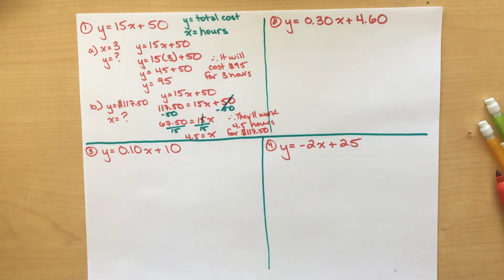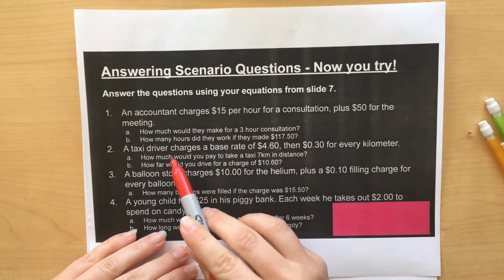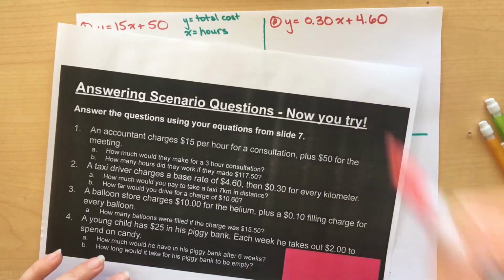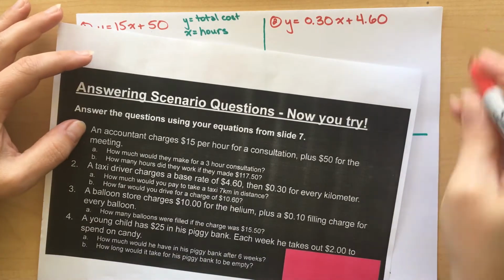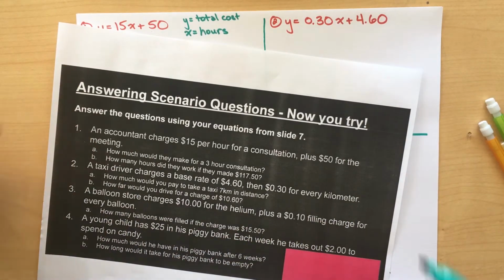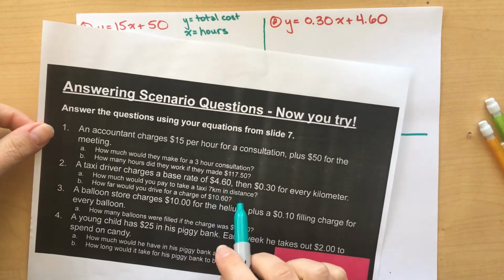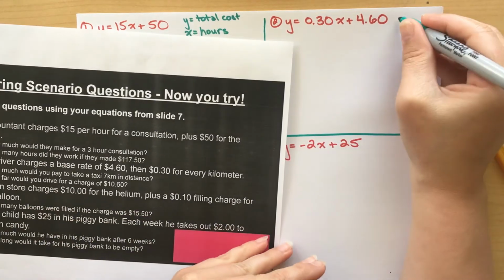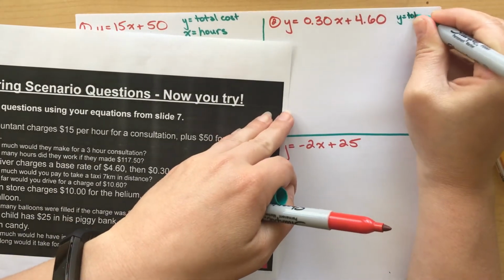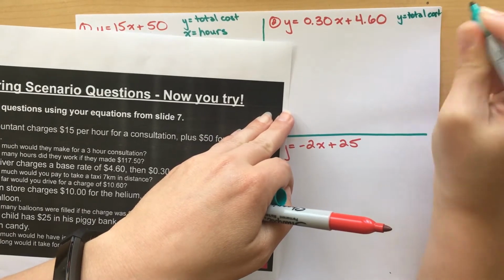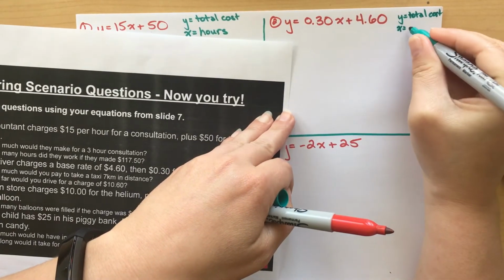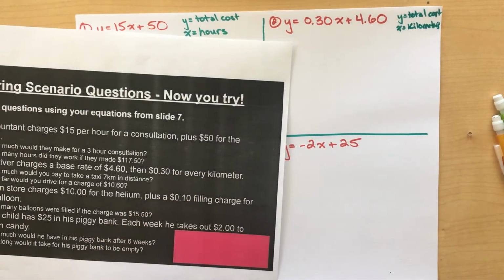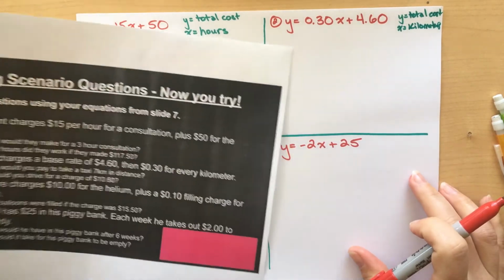All right, number 2. A taxi driver charges a base rate of $4.60 and then 30 cents for every kilometer. So this was the equation we came up with from that previous slide. Just like we did before, I'm going to identify what each part represents. We're talking about a base rate of money, and then we're talking about a distance. So that y, in this case, will equal total cost, and x is not going to equal hours, it's actually going to equal the kilometers that the taxi drives. So we're identifying what those variables are in our question.